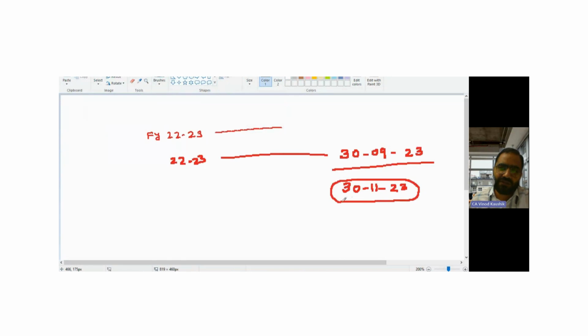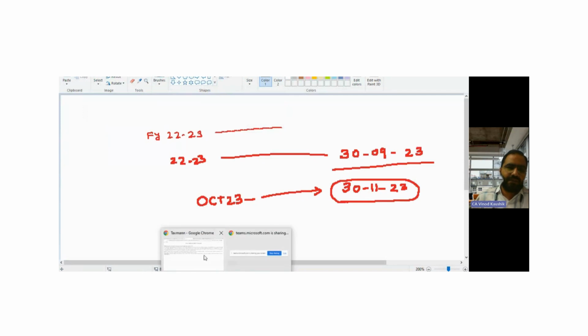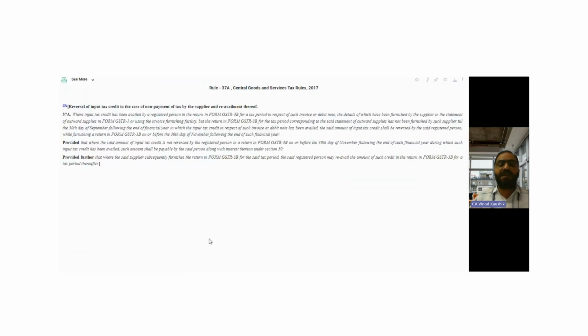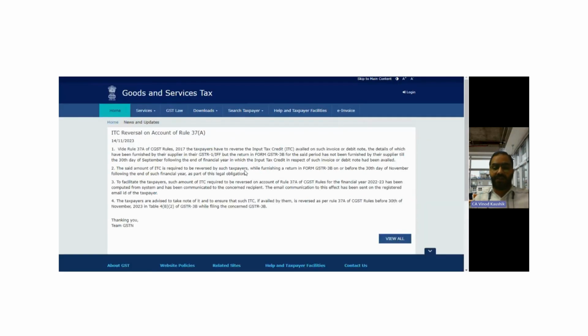So we are in the month of November, and this return will be very, very critical. The October return shall be very, very critical because I have to reverse those invoices by this particular date. So the crux of the matter is we have to implement Rule 37A practically in the October 2023 return. And this is the advisory: ITC reversal on account of Rule 37A.